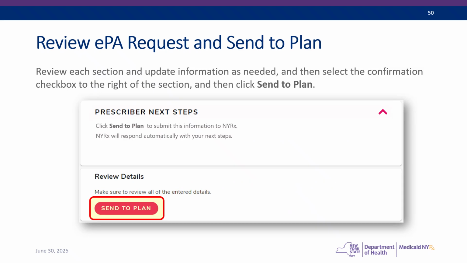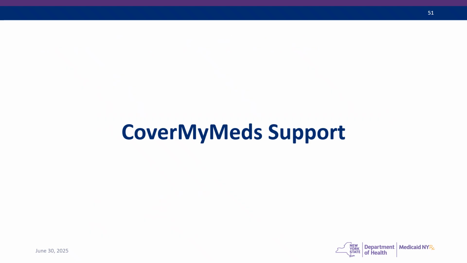Now, review to confirm each section and correct the information if needed. Select the checkbox to the right of each section to confirm the information is correct, and then click Send to Plan. Please note, if Send to Plan appears grayed out, it means that all required fields have not been completed. If you run into any technical issues, you can contact CoverMyMeds support.